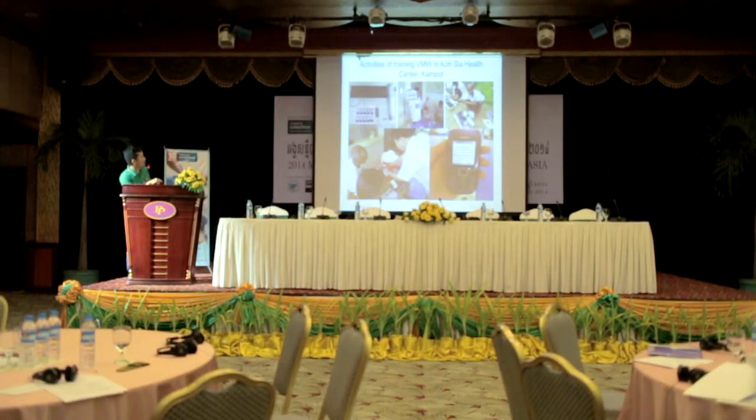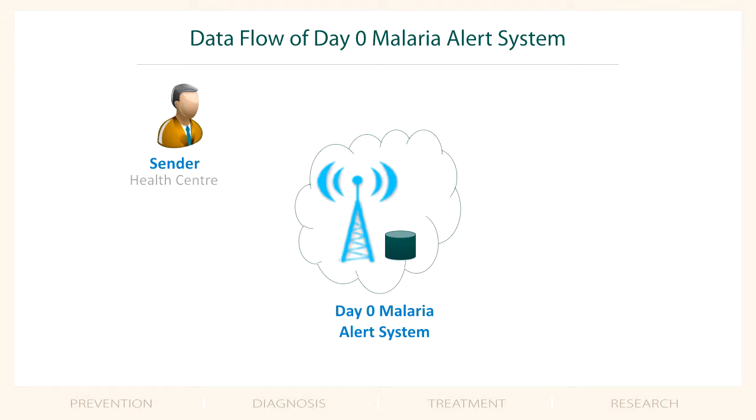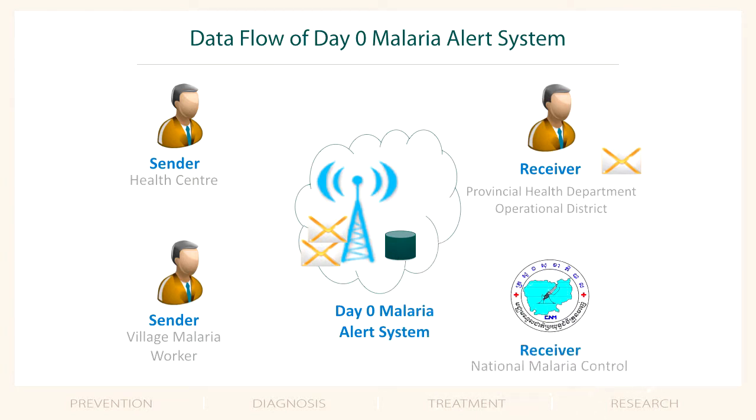So this is the data flow. When a VMW or the health center takes the test, they need to send it to our system, and the system automatically checks whether the SMS is in the correct format or not. If not, it sends a message back to the sender, telling them to please send the data again in the correct format. And if we check that the system is in the valid format, the system automatically forwards that SMS to the relevant people for intervention.